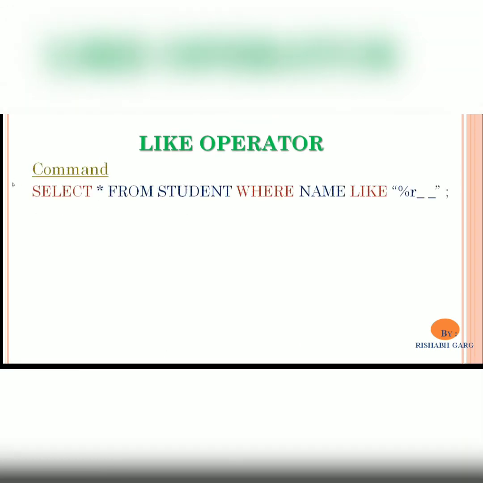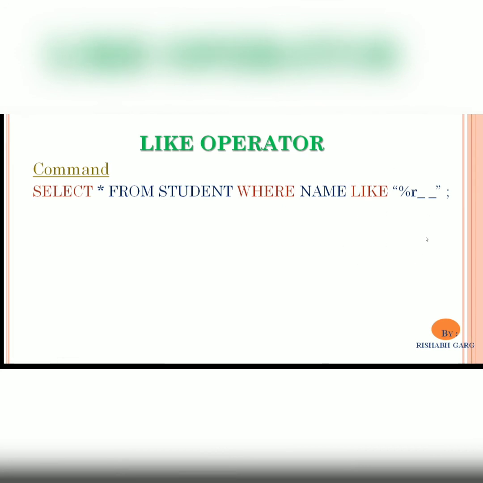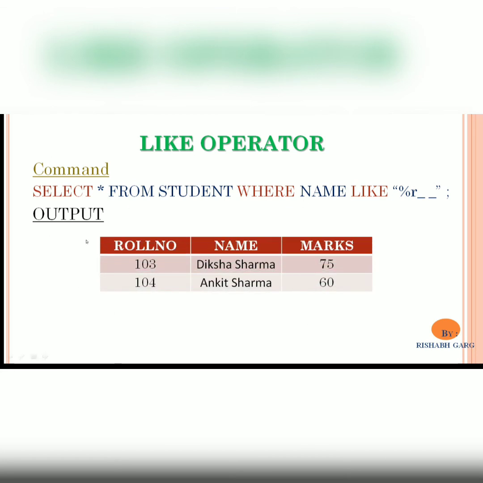First we will write the SELECT statement. After that for the entire record we will use the star. Then we will write the FROM keyword. After that we will write the table name, that is student. After that we will use the WHERE clause. Then we will use the field name, that is name. After that we will use the LIKE operator along with the pattern, that is %r underscore underscore, and at last we will use the semicolon for terminating our command. After executing this command, only those records will be displayed whose name contains the letter R at the third last position. I hope it's clear to all of you.